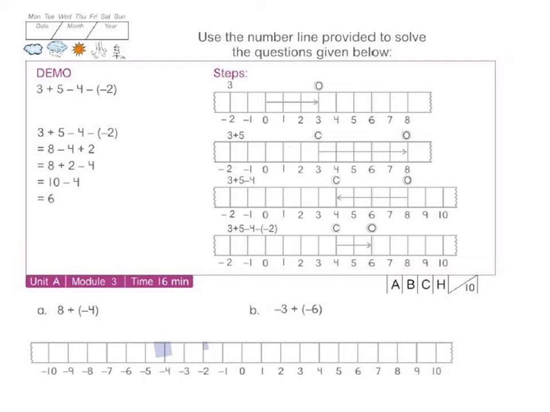That means now our position is 8. From 8 we have to go 4 steps to the left. That will take us to position 4. Now till now our answer is 4.